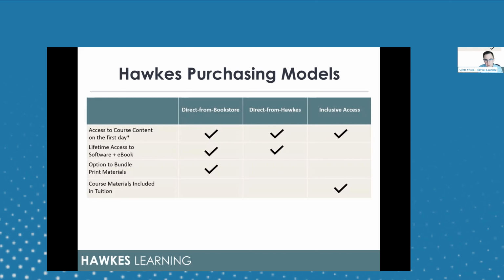Of course, with inclusive access, those course materials are included in tuition, so students are not going to have to worry about access codes or anything. I hear all the time about struggles with bookstores selling the wrong access code, with students having trouble inputting that, and those are all hurdles that we've largely eliminated here at Hawks. We've received rave reviews about how easy it is to get up and running and get all the students up to date in the courseware.